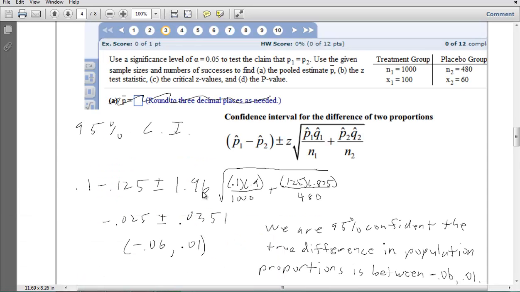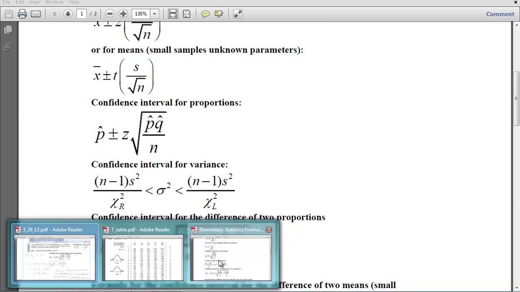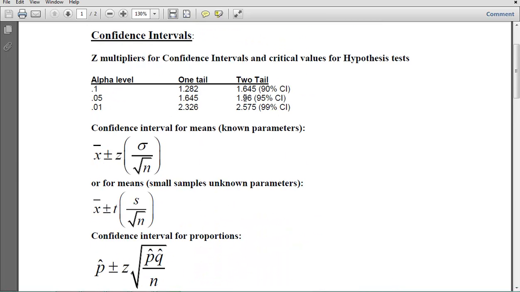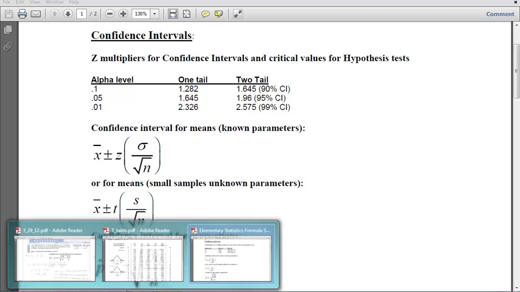If we go back to the notes here, we just take the difference between the two samples. This one's 0.1, and this one's 0.125. So we take 0.1 minus 0.125. So we've observed a difference of about 2.5% between the two, and then we go plus or minus our z multiplier. Since it's a 95% confidence interval, and the reason I picked that is because we have an alpha level of 0.05, which means our confidence interval would be 95%, we use 1.96. It's the same place where you get your multipliers, right here, 95%. There it is when we're using z, 1.96.